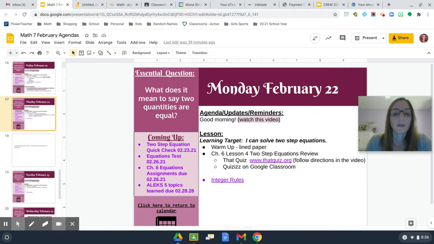And then just keep in mind, like I said, the 2-step equation quick check is tomorrow. The equations test is Friday. And that means all of your Chapter 6 assignments are due Friday as well. So that would be your 1-step equation and 2-step equation quick checks that you are completing within this chapter. That would be due by Friday. And of course, we're doing ALEKS, your 5 topics learned, by Sunday, February 28th. So that sets your day up for today on Monday.